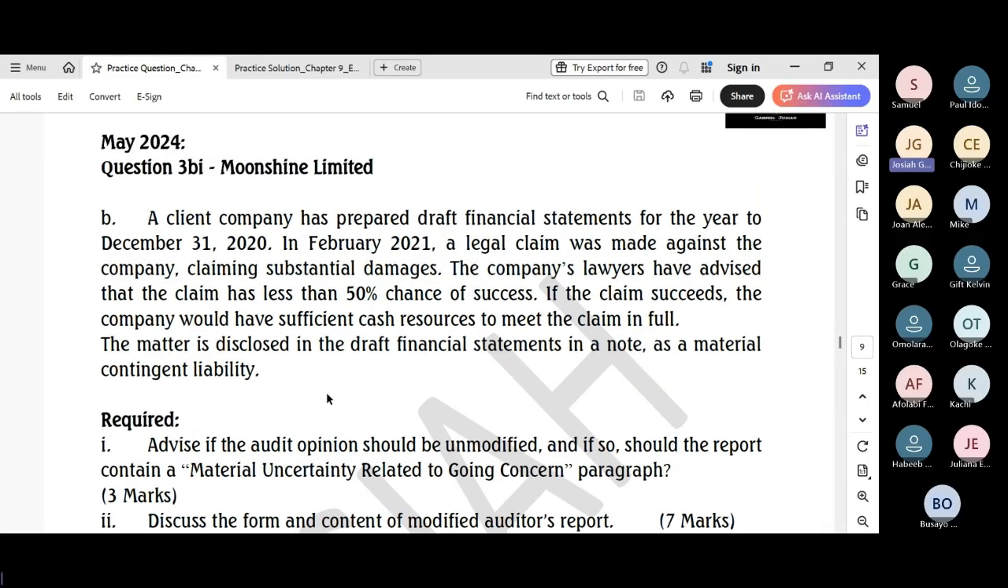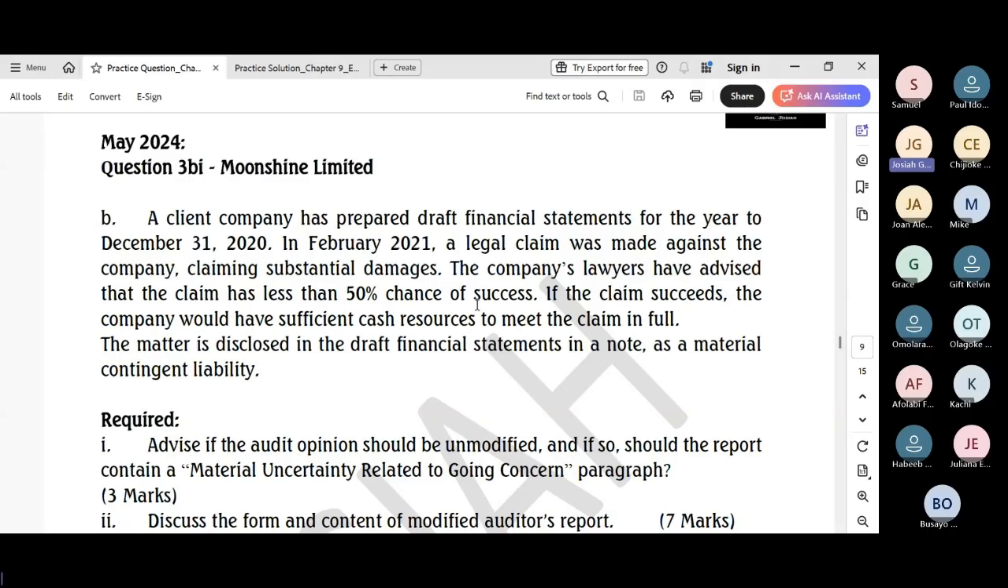And the question is on Moonshine Limited. The question reads, a client's company has prepared draft financial statements for the year to 31st December 2020. In February 2021, a legal claim was made against the company, claiming substantial damages. The company's lawyers have decided that the claim has less than 50% chance of success. If the claim succeeds, the company would have sufficient cash resources to meet the claim in full.